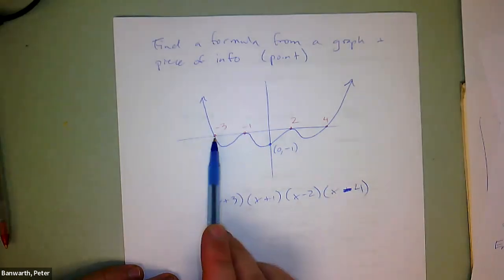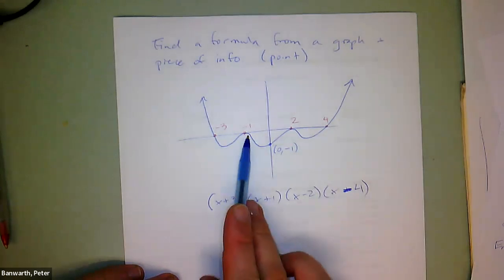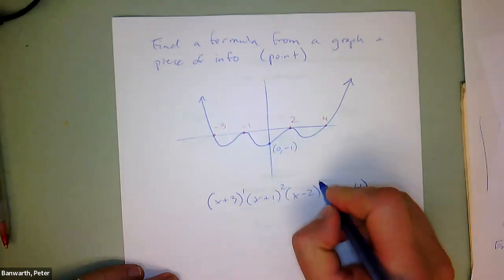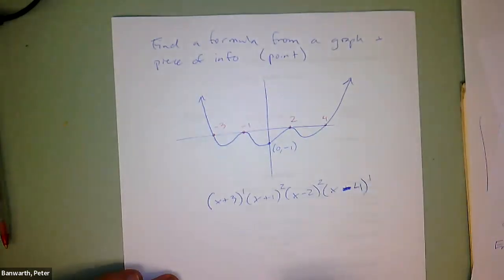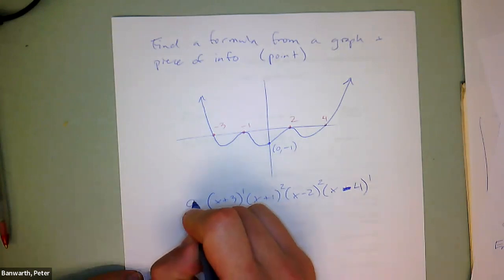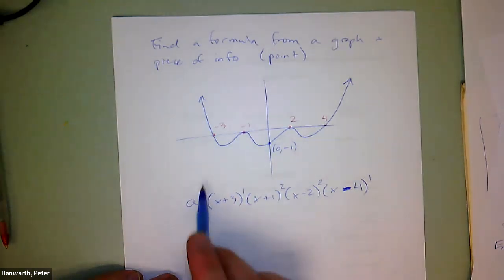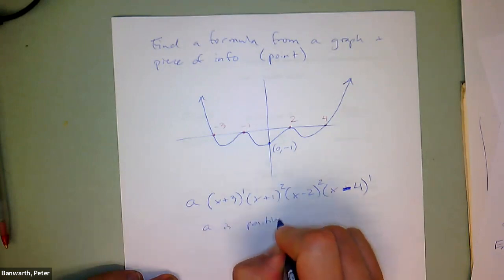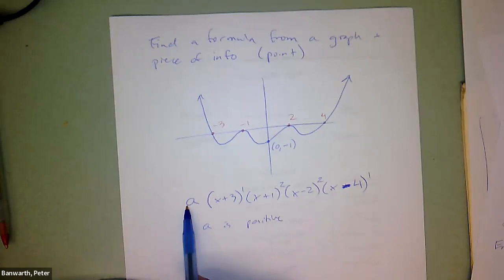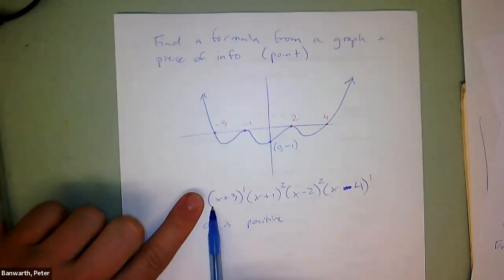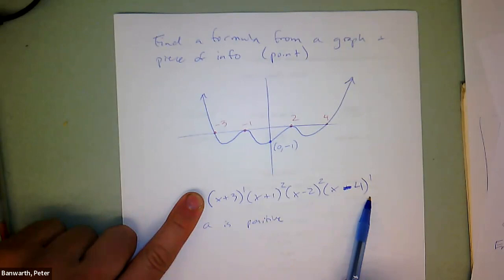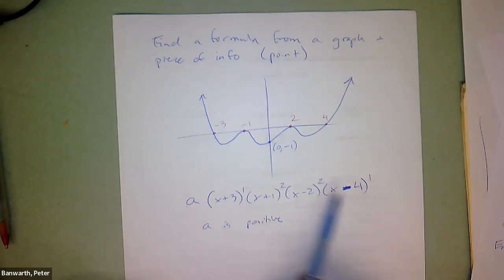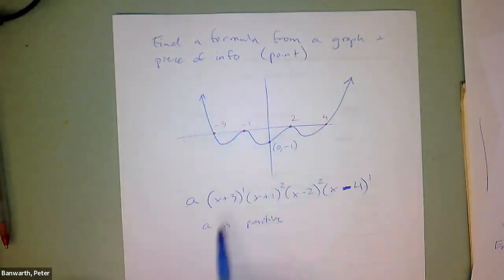Then I want to find multiplicities. That cuts through, so it has a 1. That bounces off, so let's say it's a 2. That bounces off, let's say it's a 2, and that cuts through, let's say it's a 1. And it's got some leading coefficient. I don't know what it is, but based on the end behavior, I know A is positive. So I'm missing one piece of information, and this is the key that I want you to remember. This is almost certainly not the formula. It has a leading coefficient, and that's probably not going to be the number 1, but you should be able to tell if it's going to be positive or if it's going to be negative.